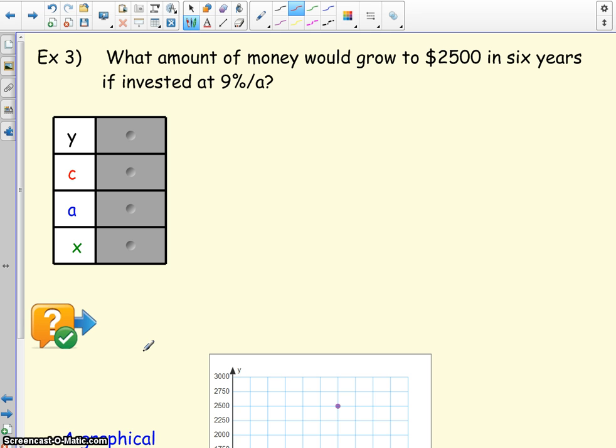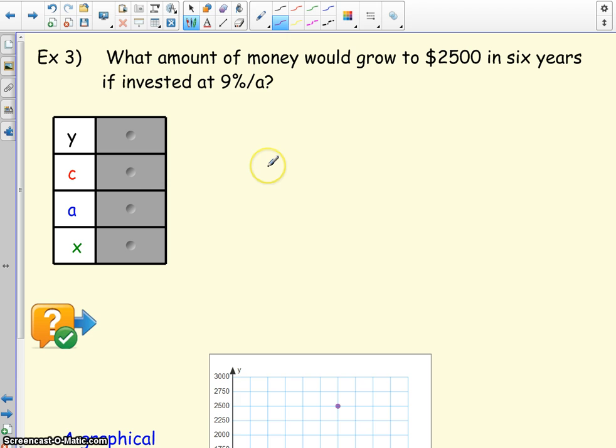So we want to know what amount of money would grow to $2,500 in 6 years if invested at 9%/a. If you haven't seen this notation here, 9%/a, this just means 9% per annum, okay, which really just means 9% per year. So we want to know what amount of money would grow to $2,500 in 6 years if we invested at 9% a year.